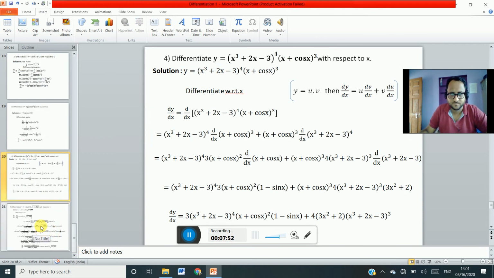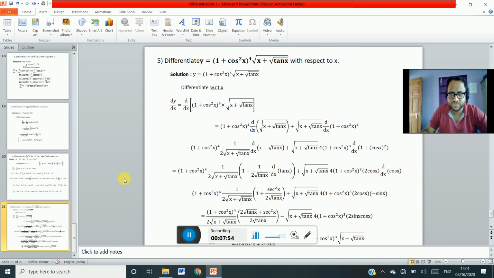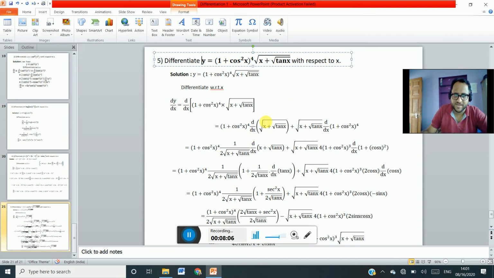And see, the next question is: differentiate y is equals to (1 plus cos square x) to the power 4 into (root x plus root tan x) with respect to x. Here again, try to solve this question. This is your homework because the video is getting long, okay?